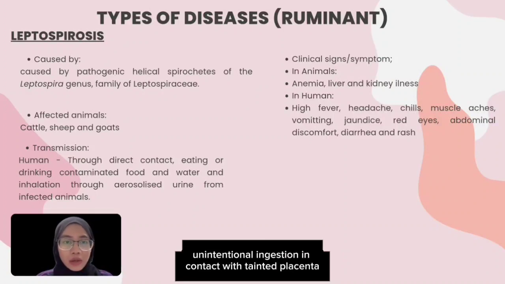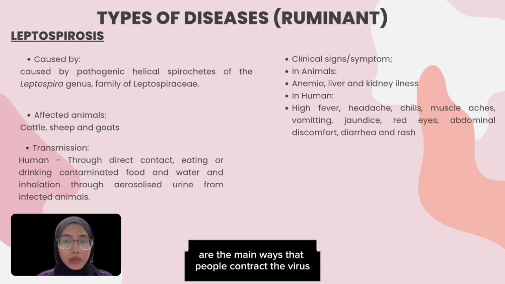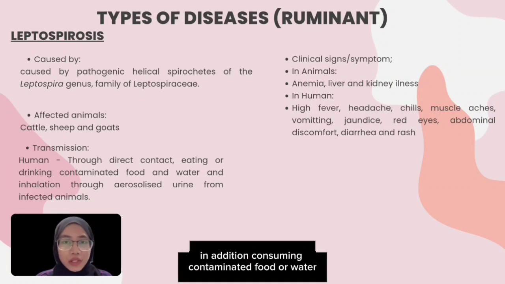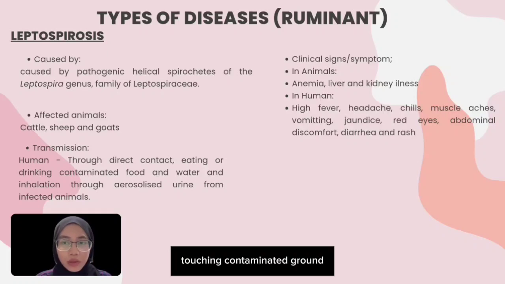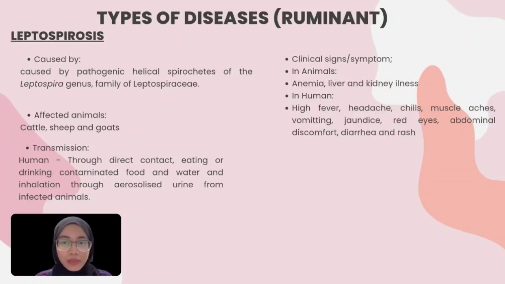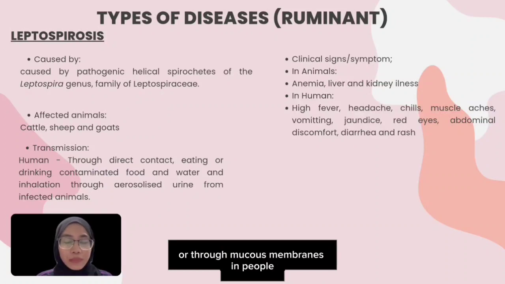Unintentional ingestion, contact with tainted placenta, urine, and fetal tissues are the main ways that people contract the infection. In addition, consuming contaminated food or water, touching contaminated ground, or coming into contact with the bacteria can all contribute to the spread of the illness. The bacteria can enter through cuts in the skin or through mucous membranes in people.